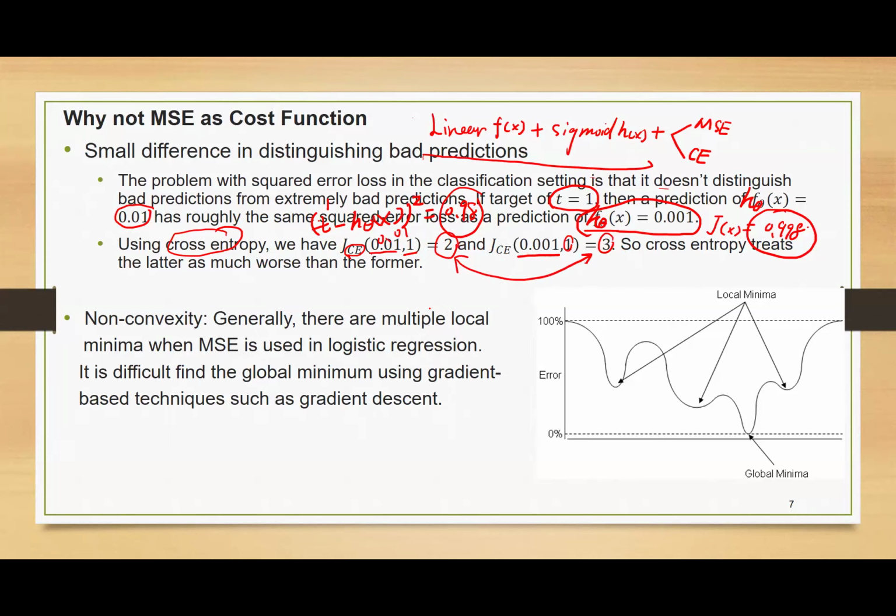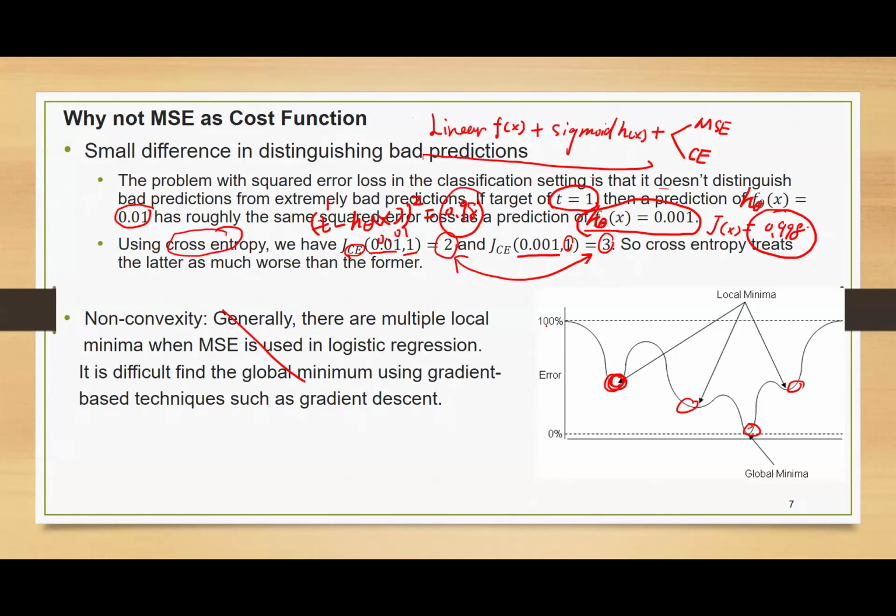And there are also some other reasons, but I'm not going to talk about the details. It is more complicated in the mathematics. Yeah, we are not going to talk about it. So the point here is that in MSE, we will have a lot of different local minima. So it's very tough to find the global minima, the best option. So usually the model will converge in a local minima.